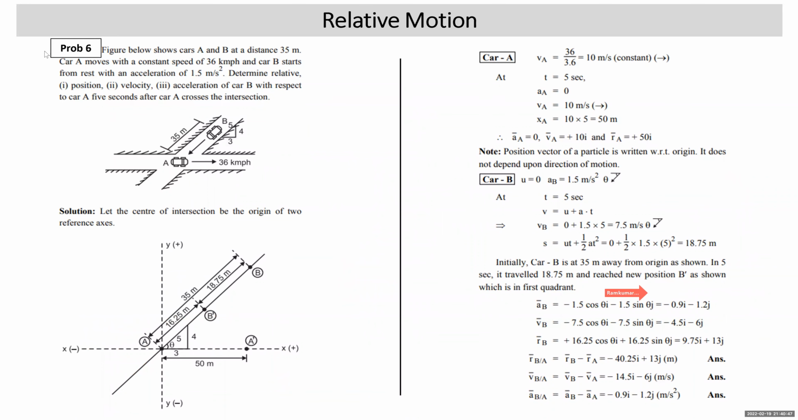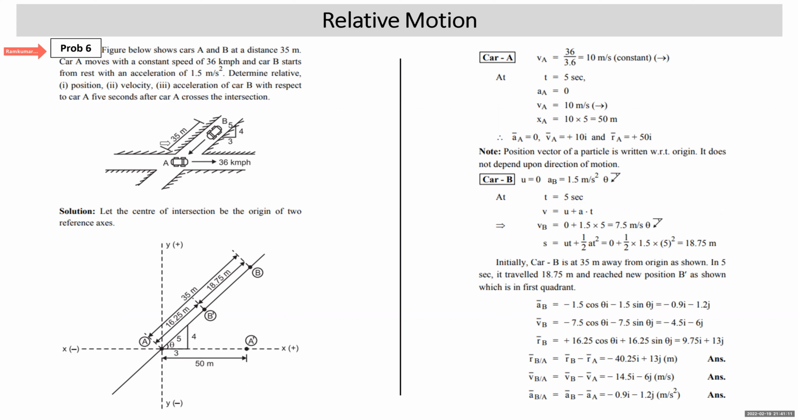Now we have come to the next problem, problem number 6. The figure below shows cars A and B at a distance of 35 meters. Car A moves with a constant speed of 36 kmph and car B starts from rest with an acceleration of 1.5 meter per second squared. Determine relative position, velocity and acceleration of car B with respect to car A 5 seconds after car A crosses the intersection.